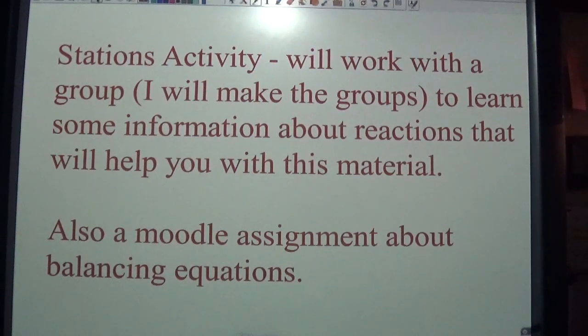I hope this helped you with an introduction to chemical reactions. We're looking at balancing equations and how we represent them, and in the future we will look into it a little bit more of those other questions that we posed.